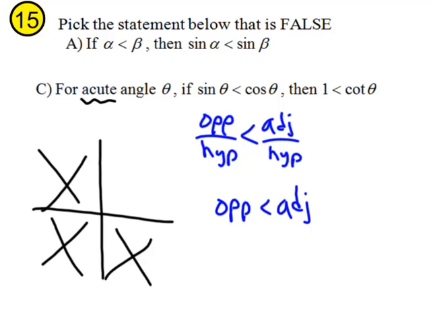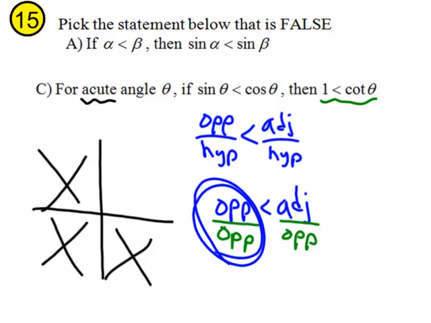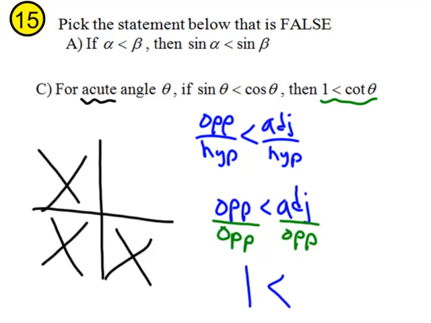Okay, well, let's look at the conclusion we're trying to draw. We're trying to draw some conclusion about 1 and cotangent. And if you really know these trig functions well, you'll then say, well, how do I get a 1? I can divide opposite by opposite. How do I get a cotangent? I can divide adjacent by opposite. And we draw the conclusion that 1 here is less than cotangent theta.